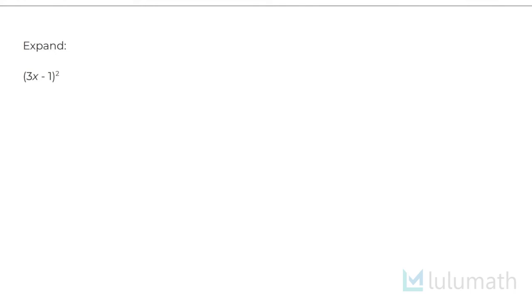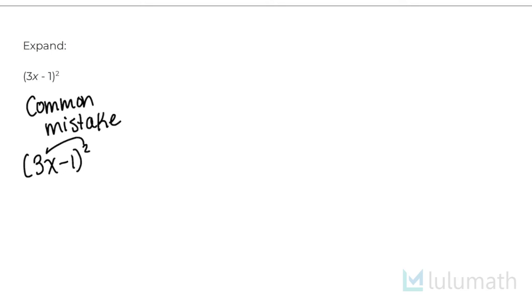All right, in our last example, we're asked to expand the quantity 3x minus 1, all of it squared. So I just want to talk about a common mistake that people tend to make first, before we go ahead and talk about how to actually find the correct answer. A lot of people will say, oh, well, I see the squared on the outside, I'm just going to square each term on the inside. So 3 squared is 9, x squared is x squared, and then negative 1 squared is positive 1. And this right here is incorrect.